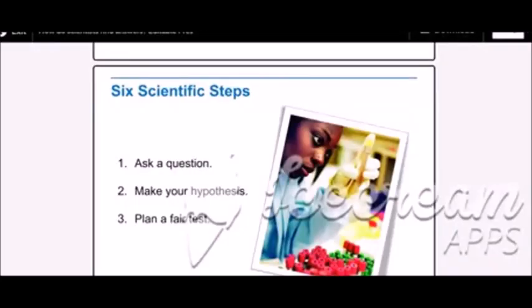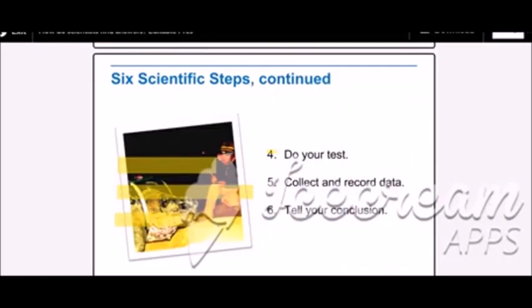Very well. As you heard in the video, we have 6 scientific steps. First, we ask questions. Second, we make our hypothesis. Third, we plan a fair test. Number 4, we do our test. Number 5, we collect and record our data. Number 6, we tell our conclusion.